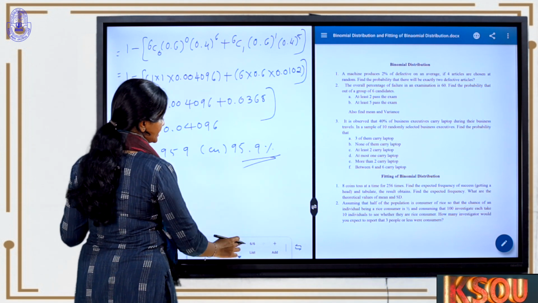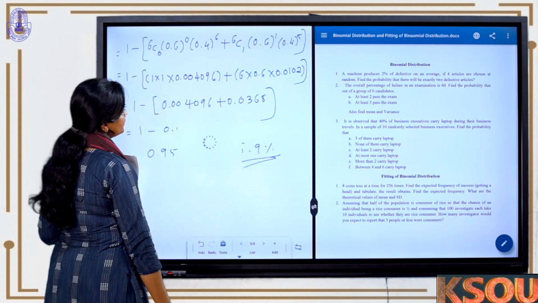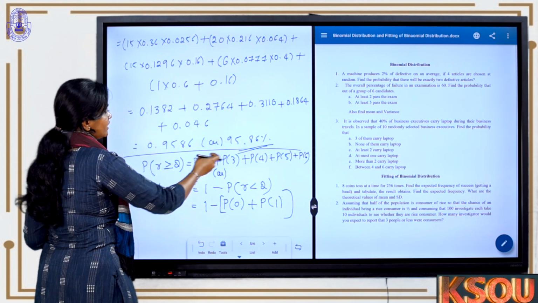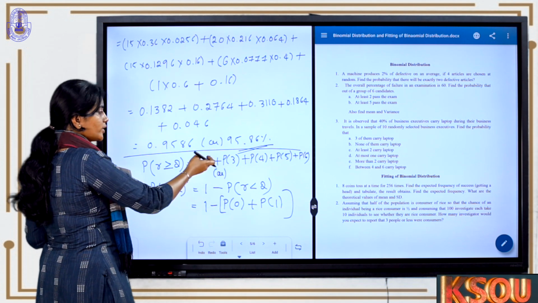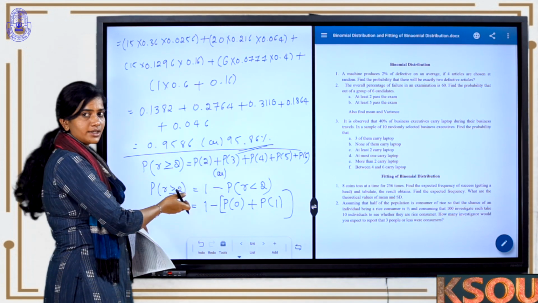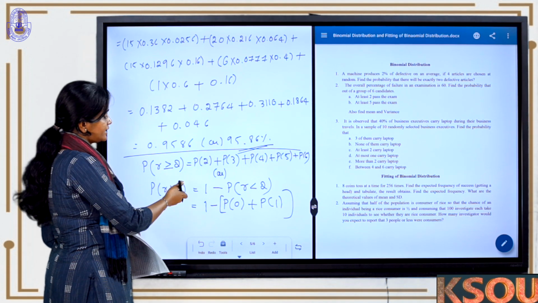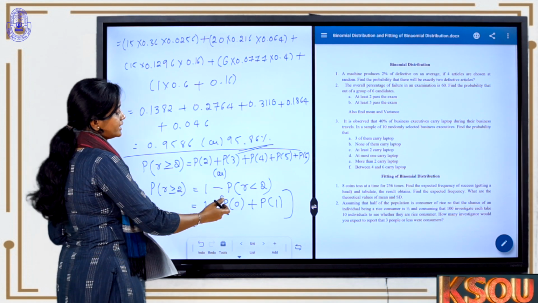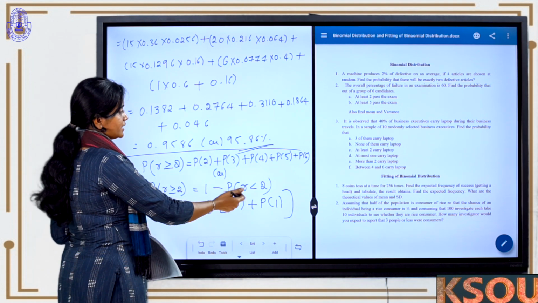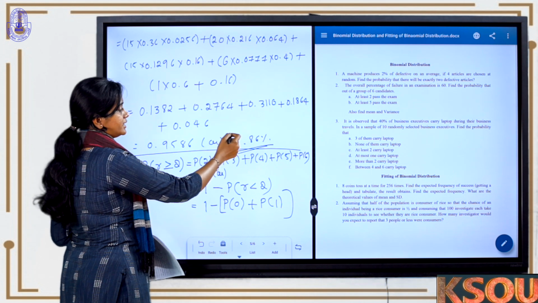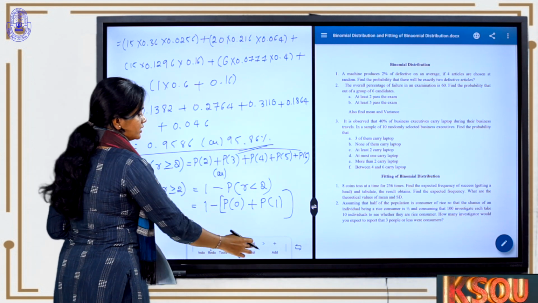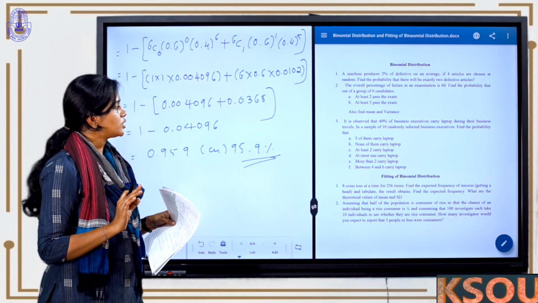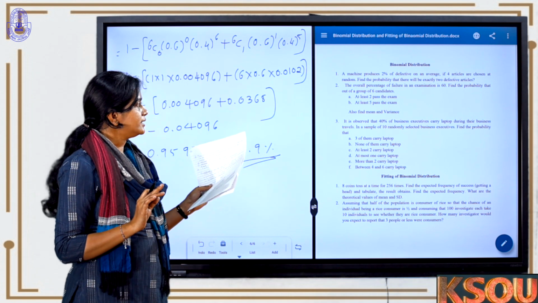Here you can see, either you can follow this method, you will get the same answer, that is 95.9%, or you will have to consider this equation. When you consider this one, you will have to do all these things. Instead of going like this, you can follow the shortcut method, that is P of R greater than or equal to 2 is 1 minus P of R less than 2. Then you can get the same value within 2 steps. You will get the same answer, 95.86, approximately 95.9%. So like this you will have to calculate for the first part.